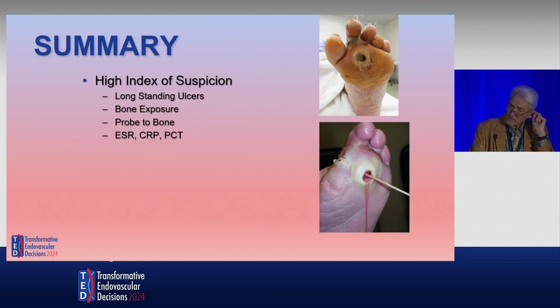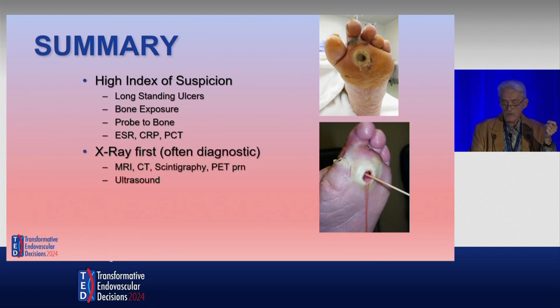So in summary, we always need to have a high index of suspicion, especially in long-standing ulcers, those with bone exposure, those with probe to bone, and also not alone, but in concert with x-rays and probe to bone tests, elevated ESR, CRP, or procalcitonin. Again, x-ray first, always, always. And if you have classic changes on x-ray, contiguous with an ulcer, you've made your diagnosis, especially in the presence of these other clinical findings.